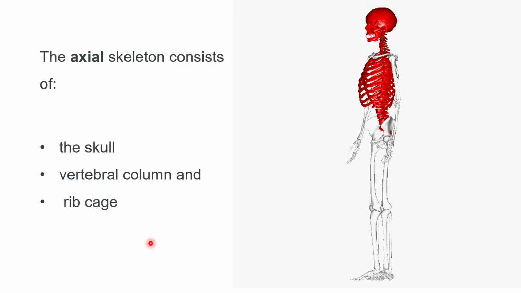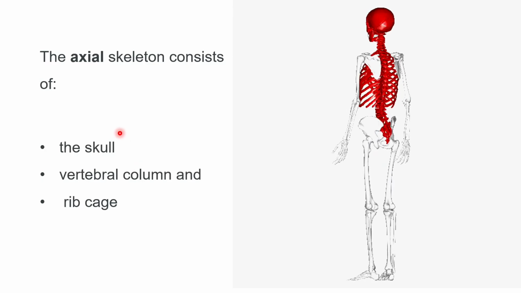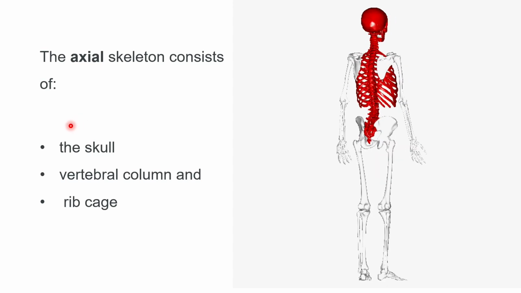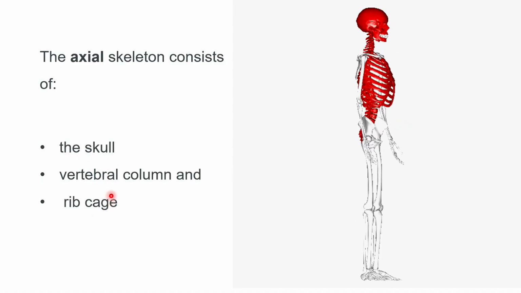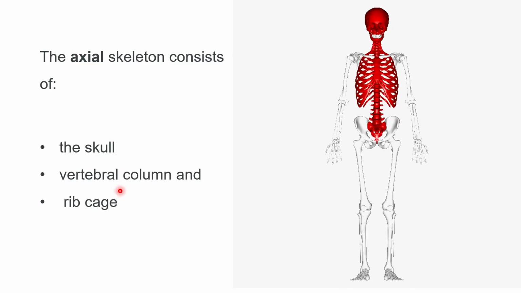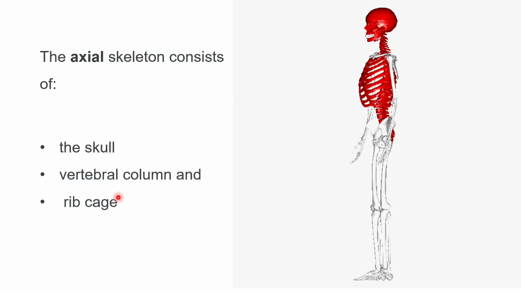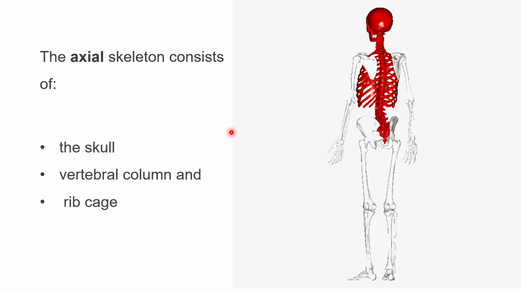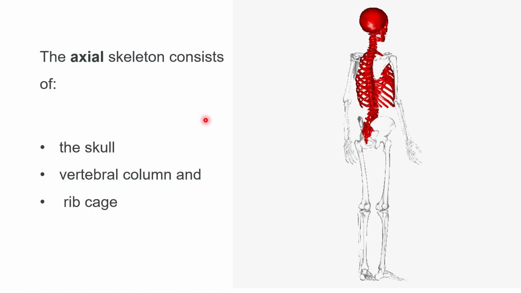The axial skeleton consists of three different parts. We've got the skull, and that's very important. We're going to look at that closely because that is part of our grade 12 work. Then the vertebral column and the rib cage. So there's three different parts: the skull, the vertebral column, and the rib cage. In this diagram, you can see the part that is colored in red is our axial skeleton.